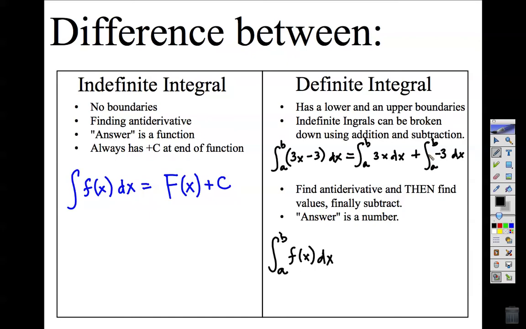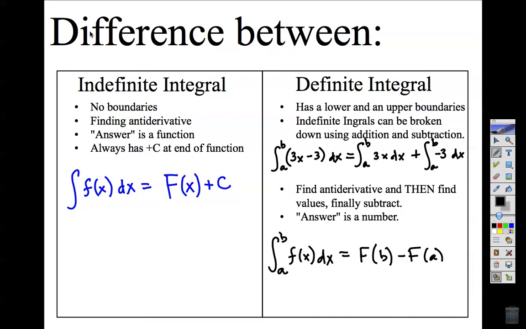When you find the antiderivative, then you need to find the values of our limits, and then we're going to subtract. Those answers are always going to be a number. This is a number. This is another number. Find their difference, and again, the result is a number.